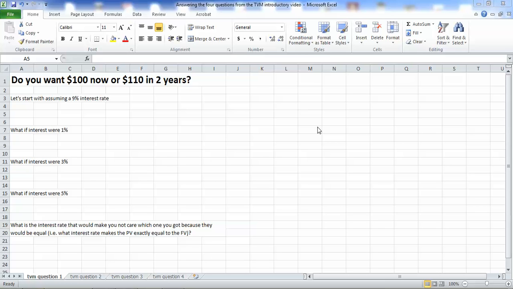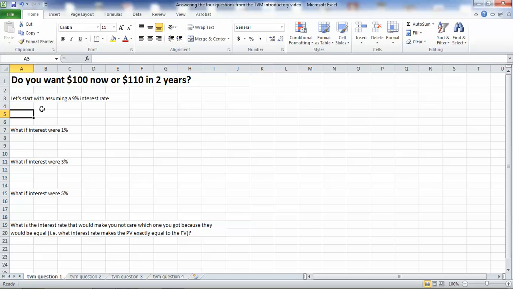And what it depends on is the interest rate that we're going to use, or how much we could earn on that $100 if we put it in the bank for 2 years in a nice safe investment of some sort. So let's assume that we can put it in a nice safe investment, risk-free, at 9% interest. How would we figure out which one is better?